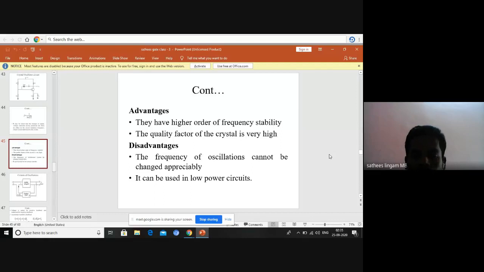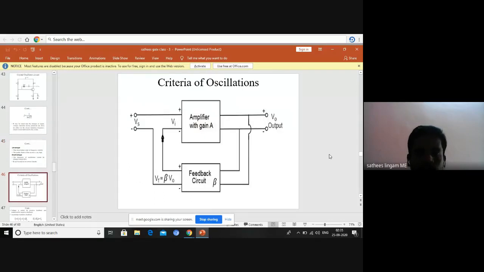So it can be used in low power circuits as usual. Then the criteria of oscillations: I said the criteria of oscillations, the Barkhausen criteria, I told you at the very first. So this is the common oscillator circuitry, that is positive feedback.